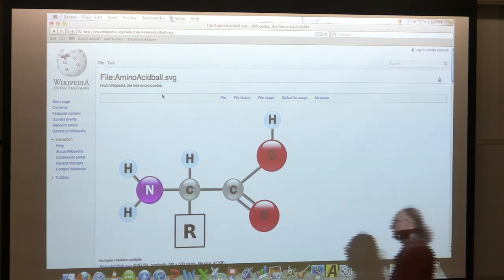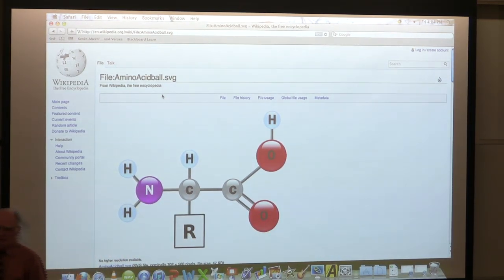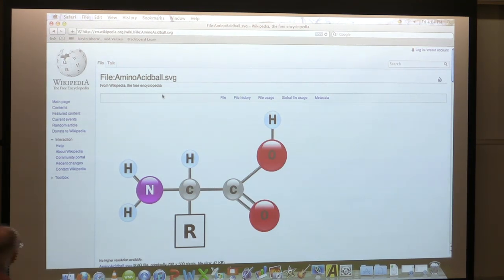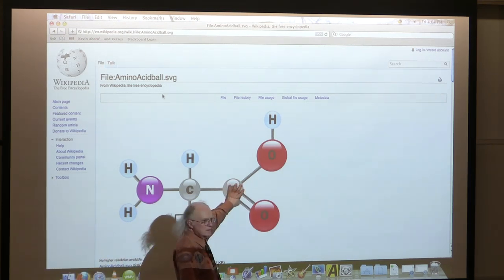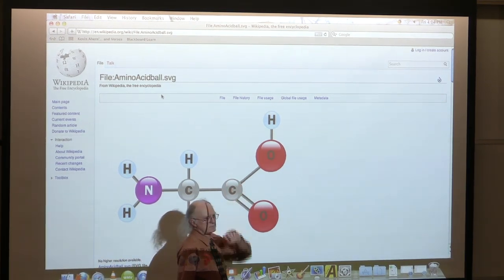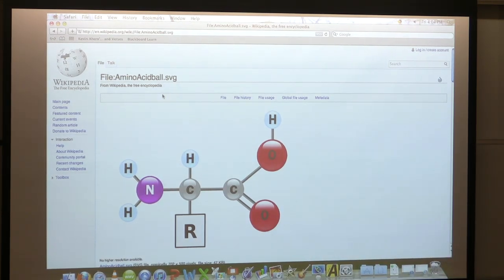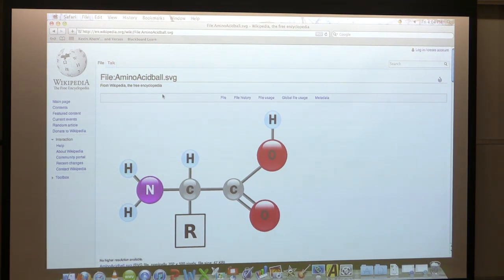Now, I said there's some terms. There's the alpha carbon. This guy over here, we call it the alpha amine. So we have the alpha carbon, we have the alpha amine, and this guy over here, we call the alpha carboxyl. So alpha, alpha, alpha. You're going to hear a lot of alpha today.